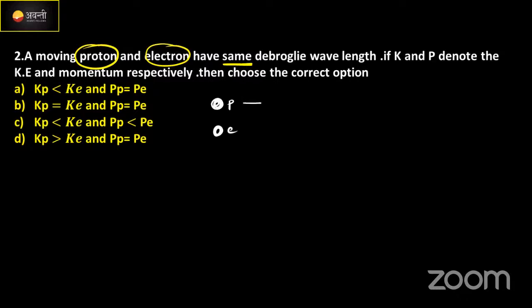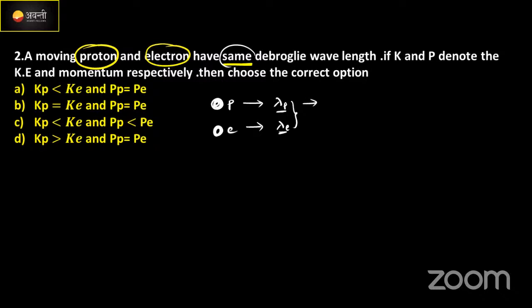They are moving. While they are moving, they exhibit a wavelength according to de Broglie. Each matter, when it is moving, has a wavelength associated with it, correct. Here they are saying that the wavelength is the same. Lambda is the same for the proton as well as the electron, these two are the same.